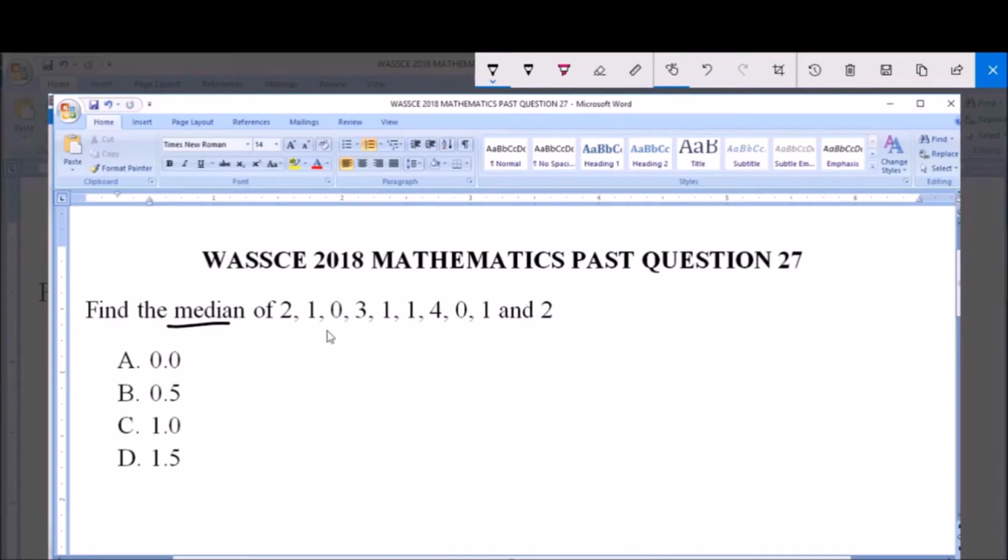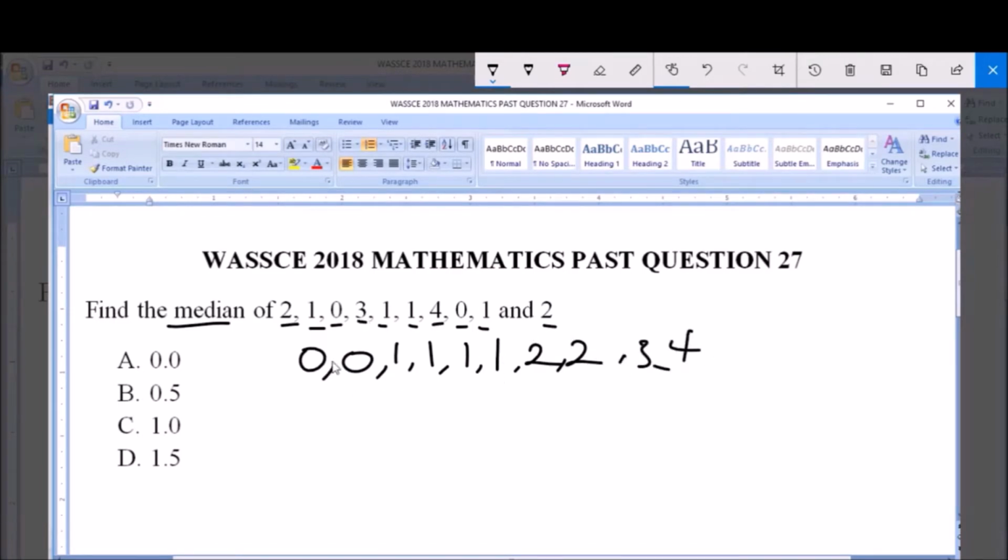Now for us to find the median of this, we arrange them in an orderly manner, starting from 0. We have 0, we have another 0, we write it down. We have 1, another 1, another 1, another 1. Then we have 2, 2, and then 3, and lastly 4. Now looking at these numbers, we have 1, 2, 3, 4, 5, 6, 7, 8, 9, 10. 10 data here. Now to find the median, we simply split this into 2.